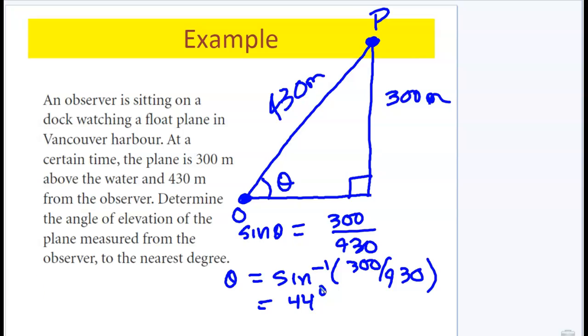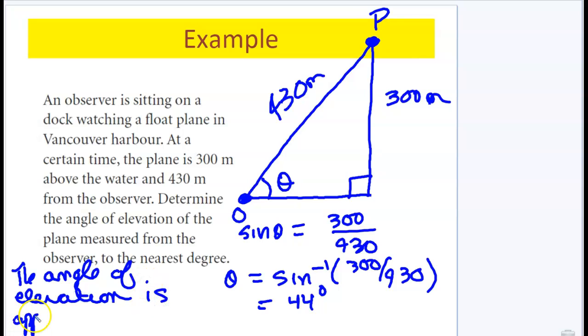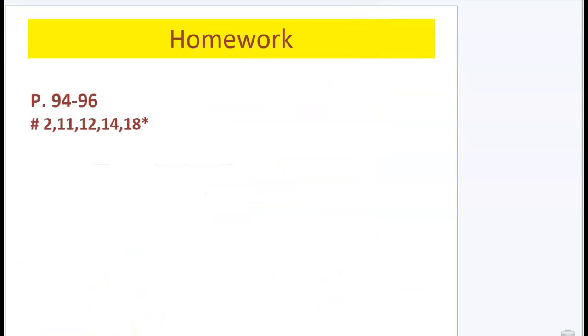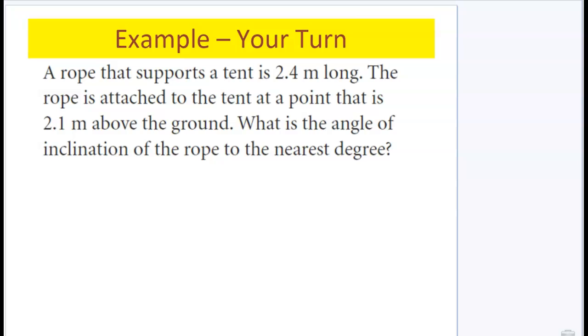So we write our statement that the angle of elevation is approximately 44 degrees. In the next example, I encourage you to pause the video and try to set this one up on your own.